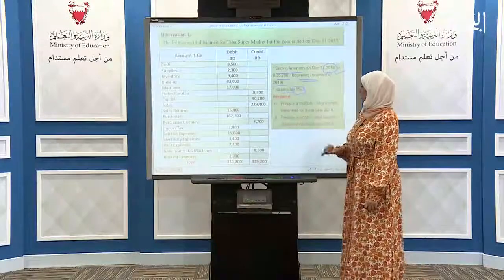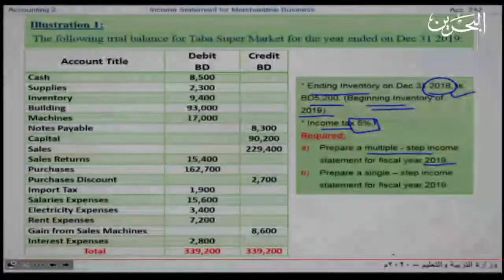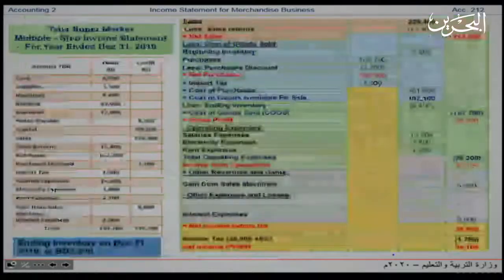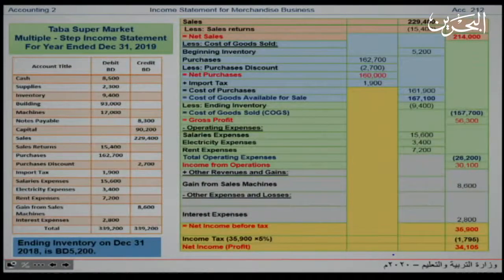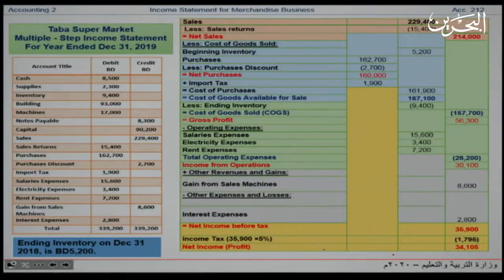The first requirement is to prepare the multi-step income statement for the financial year, which is 2019. Secondly, you are required to prepare a single-step income statement also for the same year, 2019. By using the data we have here, I can prepare my multi-step income statement. Let us start by explaining the multi-step income statement.